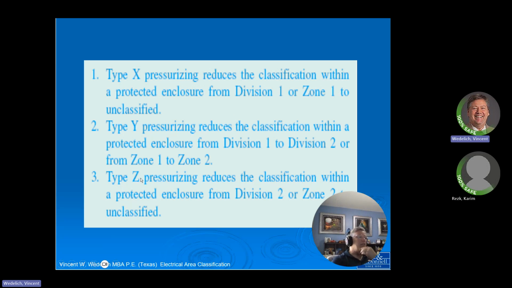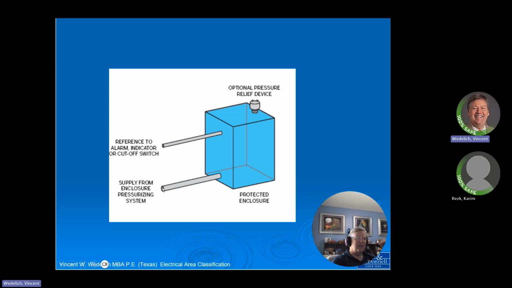A Y or a Z purge works exactly the same. There's no difference. The only difference is that your internal components are Div 2 rated already. Because they're Div 2, you can put them in a Div 1 area if it has a Y purge. On the Z purge, because it's general purpose, you're only going to put it in a Div 2 location, then you can use a Z purge. That's the only difference, right?